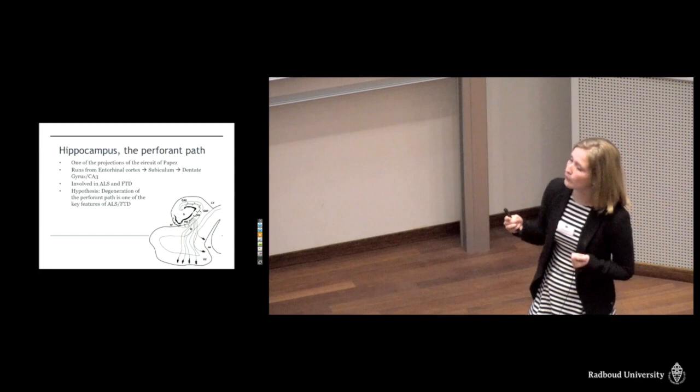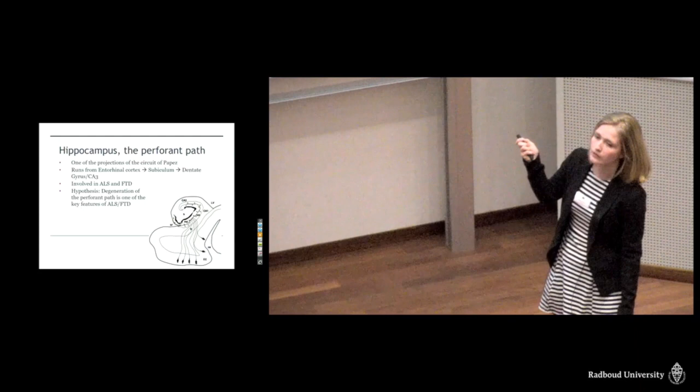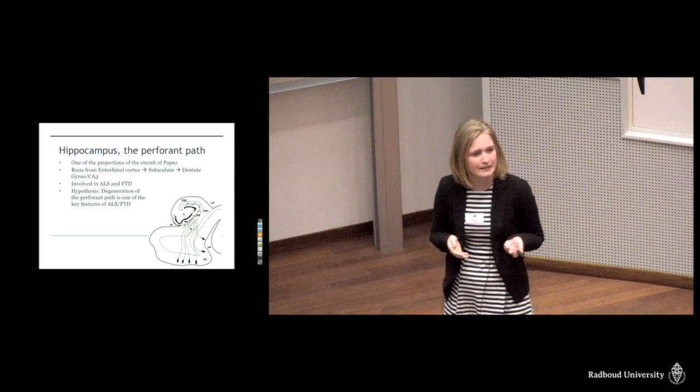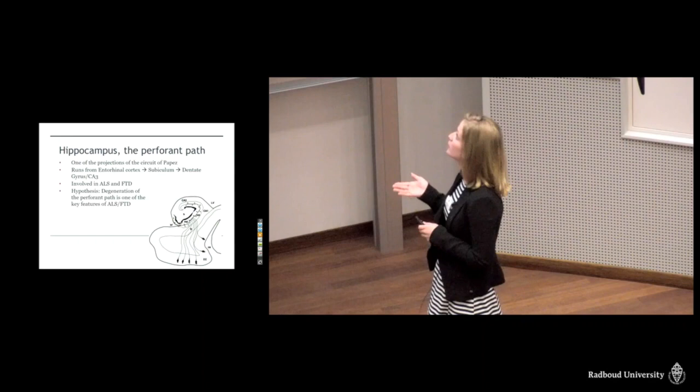It runs from the entorhinal cortex to the subiculum into the dentate gyrus. Like I said, it's important in episodic memory consolidation, which also links it to the FTD. But what we hypothesize is that degeneration of this path is one of the key features that shows the overlap between ALS and behavioral FTD.